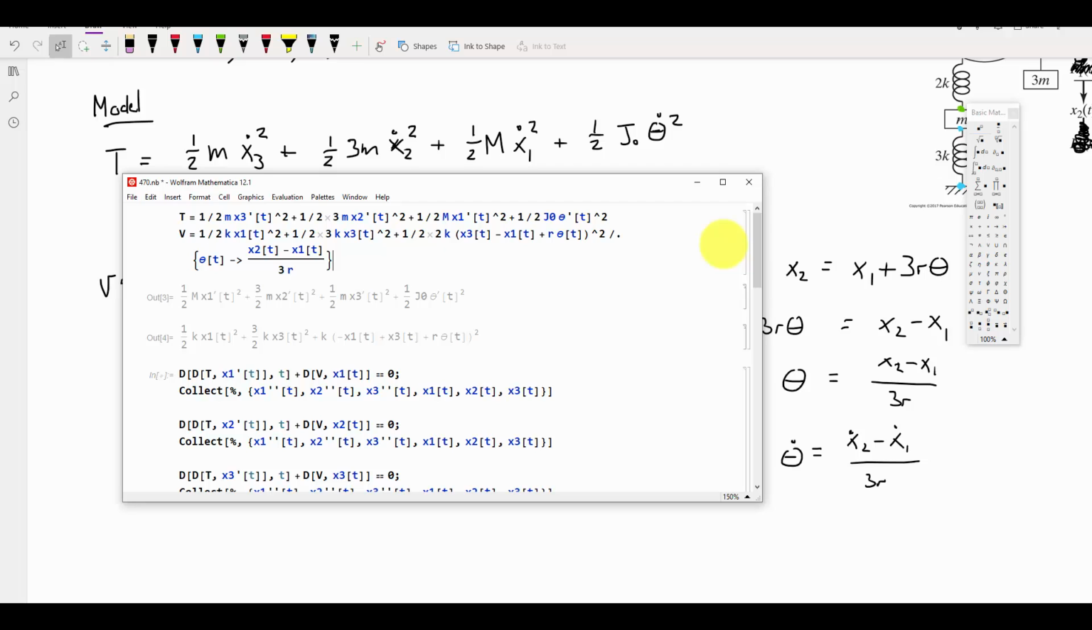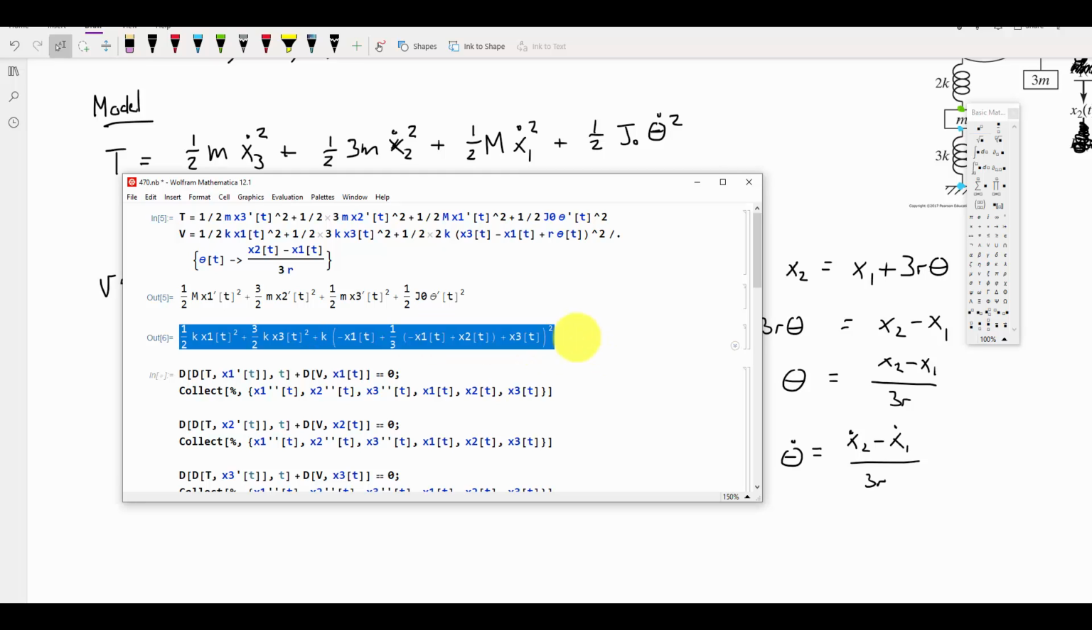All right, so again, the slash dot is saying, it can be a list here, it's only one replacement. This is telling it, in this equation, everywhere you see theta of t, replace it with x2 of t minus x1 of t over 3r. And let's see how that changes when I evaluate it. So now this equation, we see it got rid of theta and it replaced it with this exact rule here, the x2 minus x1 term over 3r. So now v at least is in the right form. I have x1, I have x2, I have x3, and theta is gone.